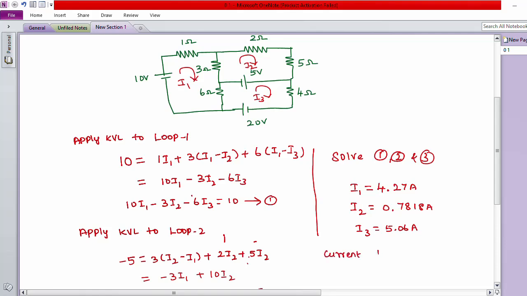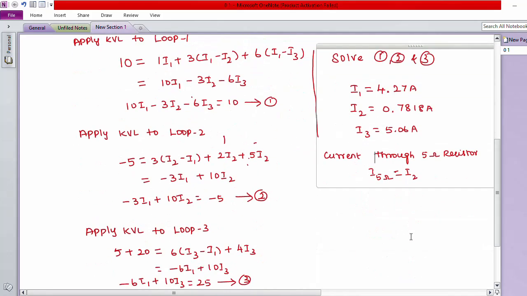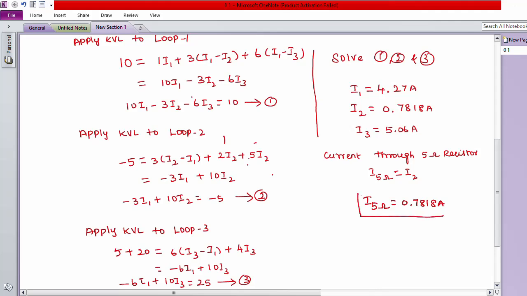So at last you have to write the current through the 5 ohm resistor. I5 ohm is equal to I2. What is the current I2? I2 is 0.7818. Directly we can write I5 ohm is equal to 0.7818 amps. So this is all about mesh analysis.